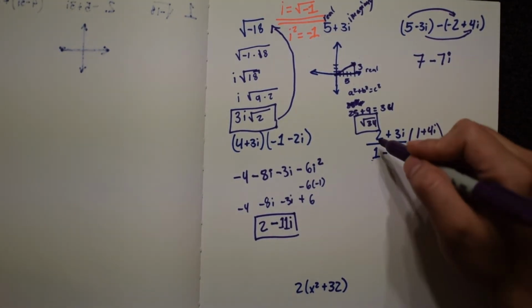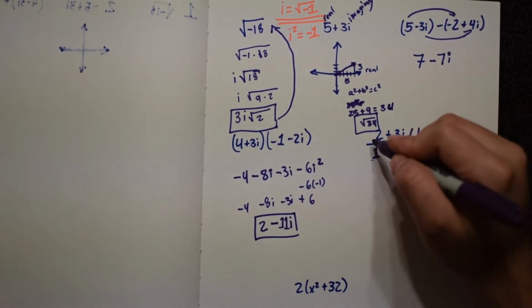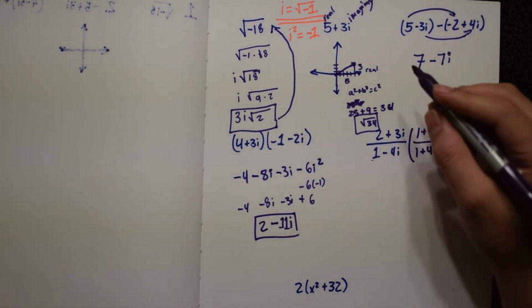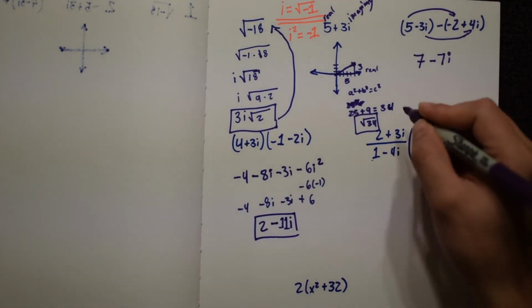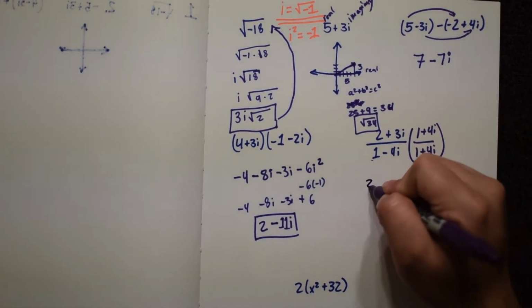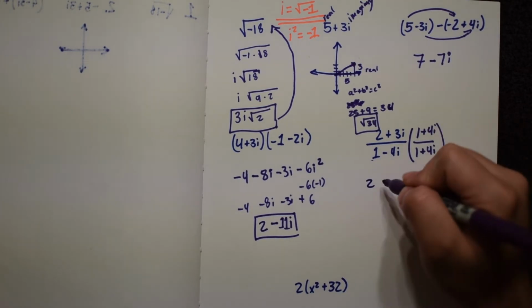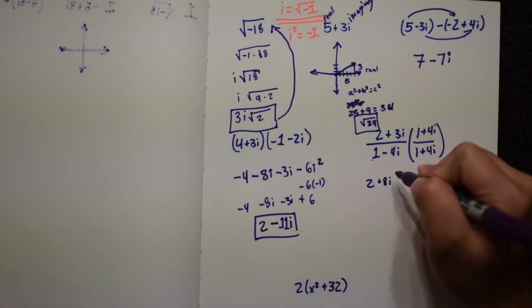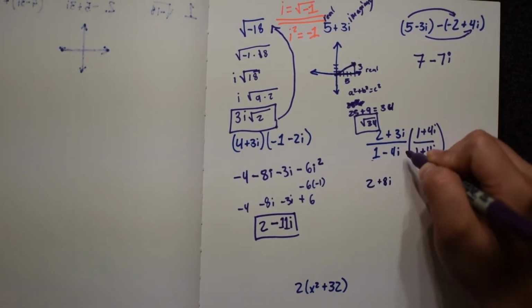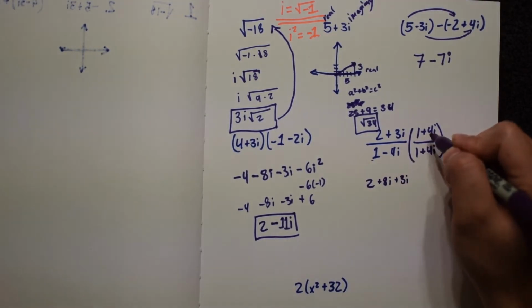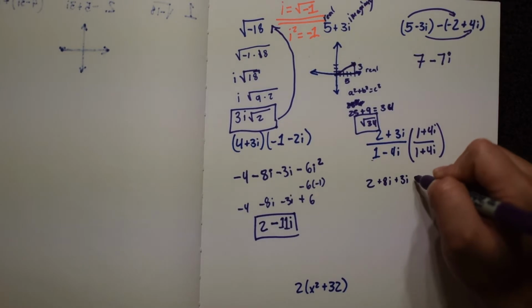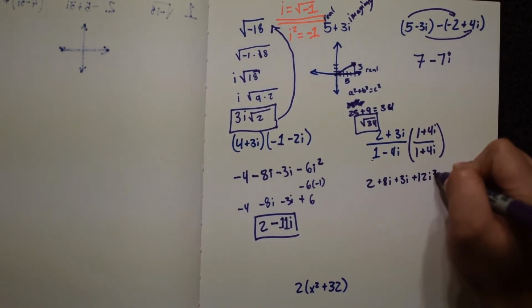Now, using the FOIL method, you should be able to get these answers. We're going to take 2 times 1, that just gives us 2. 2 times 4i, that will give us plus 8i. 3i times 1, which will give us plus 3i. And 3i times 4i, which will give us plus 12i squared.